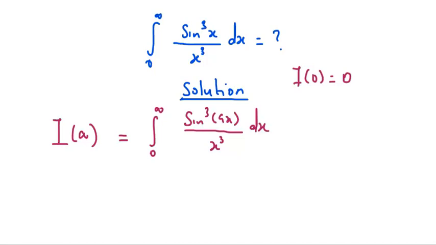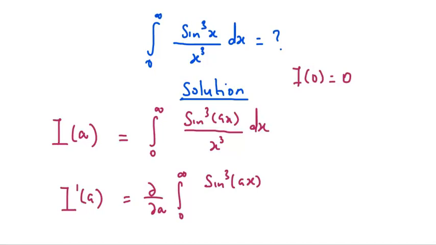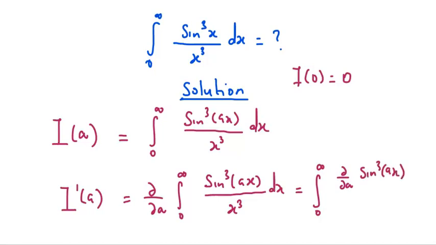Now, let us differentiate both sides with respect to a. So, the left-hand side, we have I prime of a. This is going to be equal to the partial derivative with respect to a of the integral from 0 to infinity of sine of ax cubed divided by x cubed dx, which is the same as the integral from 0 to infinity of the partial derivative with respect to a of sine of ax cubed, then divided by x cubed, and then we have our dx.